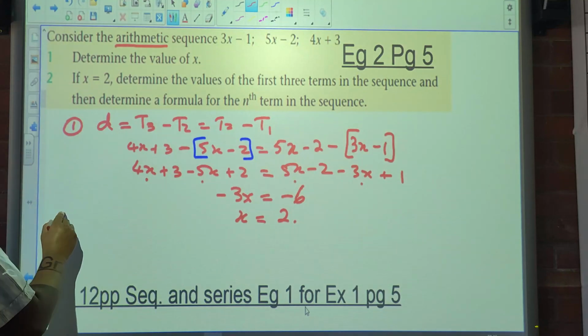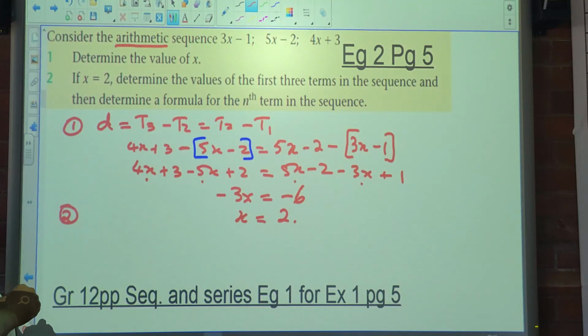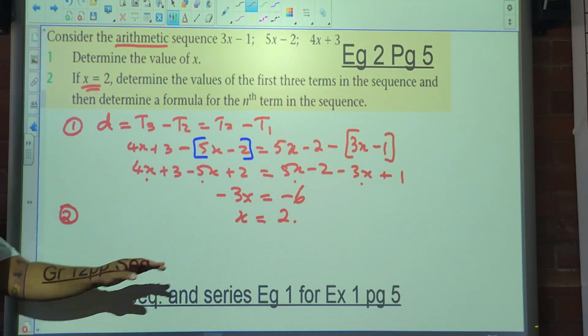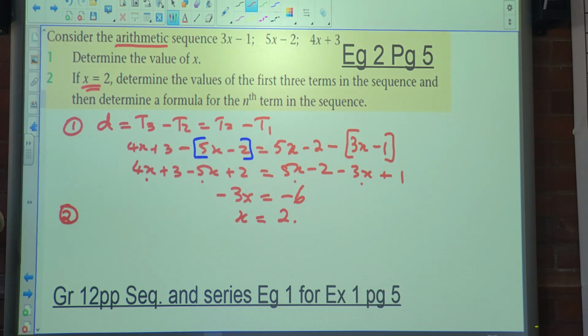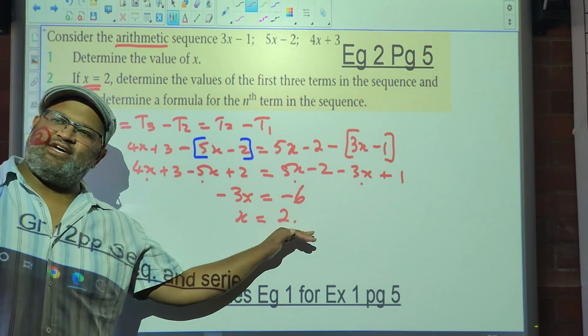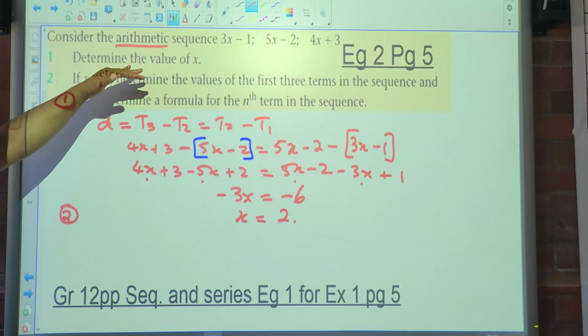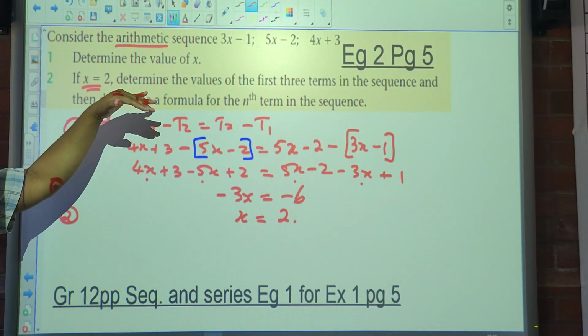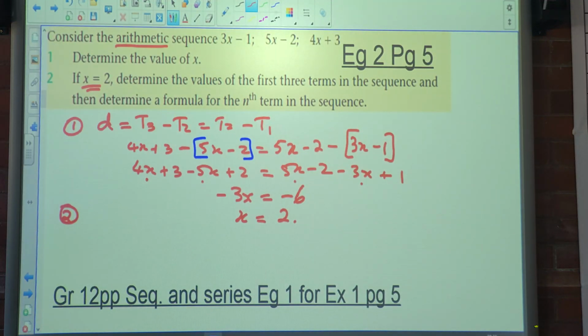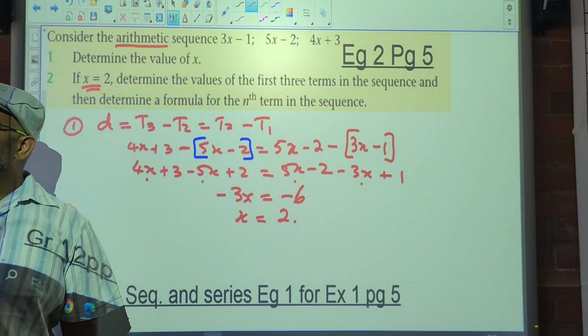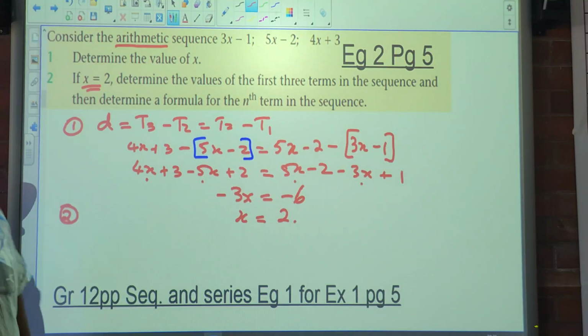So here in number 2 we are told, if x equals 2, it now confirms my answer is correct. If however you got any other answer here, and they tell you x equals 2, you must use what is given to you. Okay. If x equals 2, determine the value of the first 3 terms of the sequence, and then determine the nth term of the sequence, or the general term in other words.